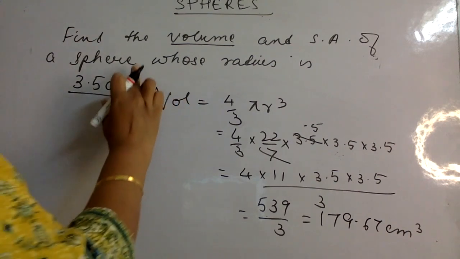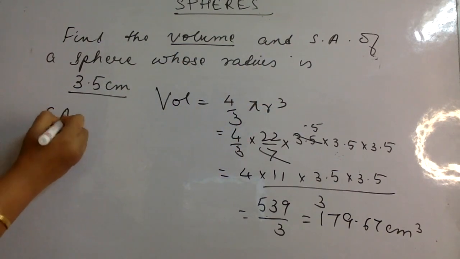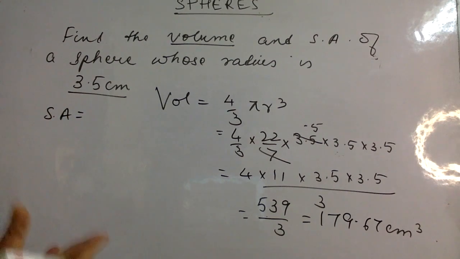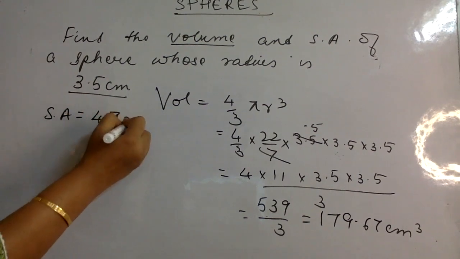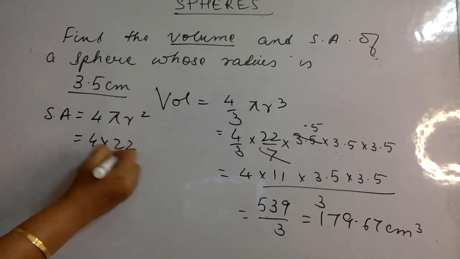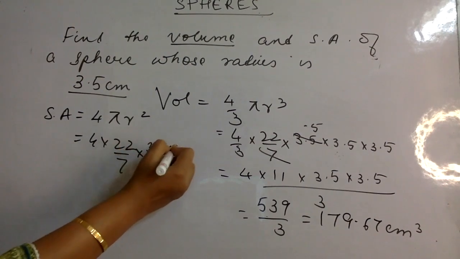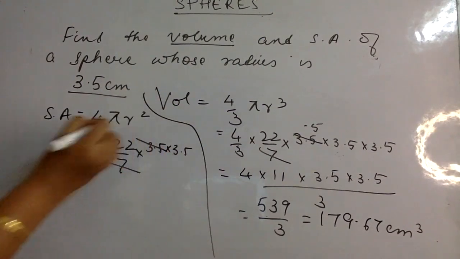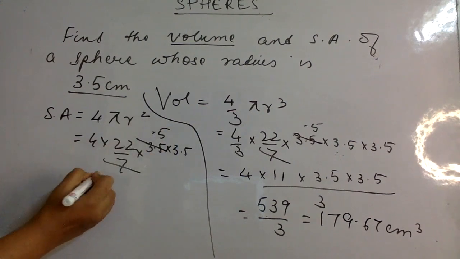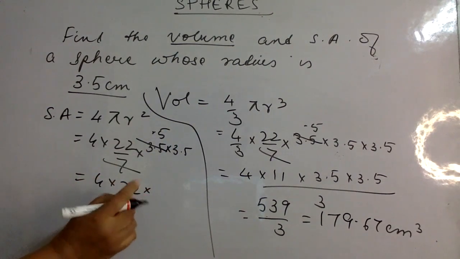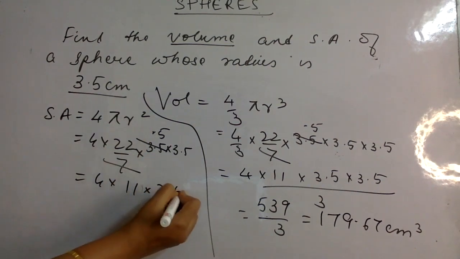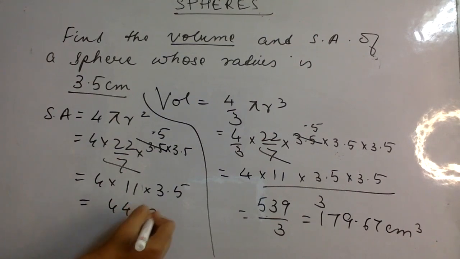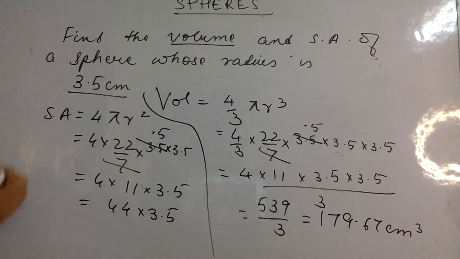Coming to the surface area. This surface area, when they say it, is the only surface area because it is a sphere. So the surface area of the sphere is 4 pi r square, which is 4 into 22 by 7 into 3.5 into 3.5. Now here we can make it 0.5. That makes it 4 into 11. If I multiply with 0.5, I get 11 into 3.5, that is 44 into 3.5. How much is 44 into 3.5?